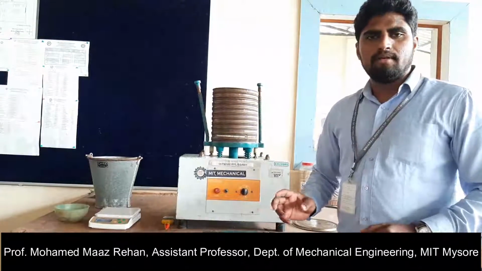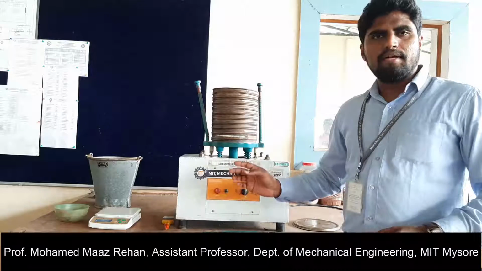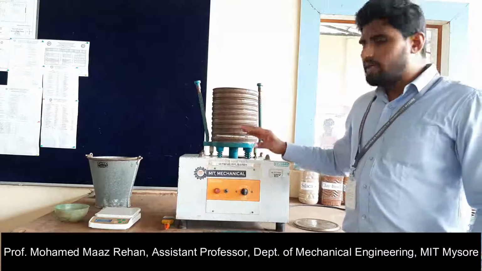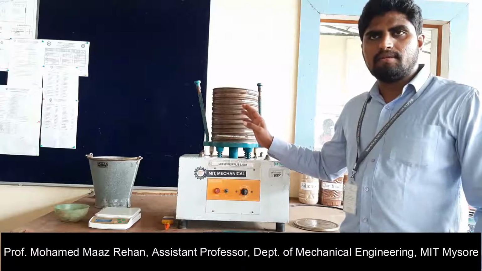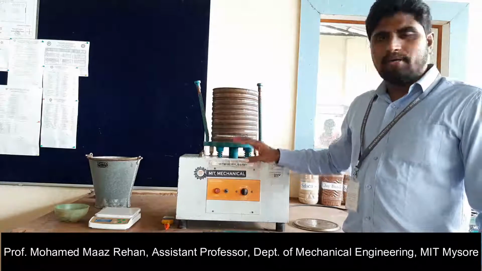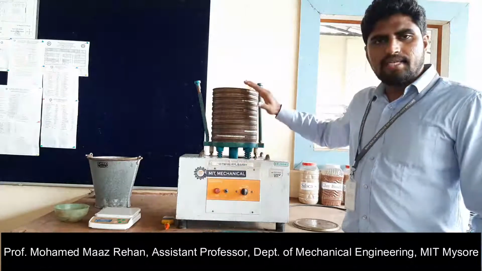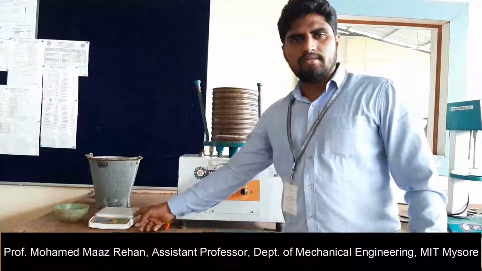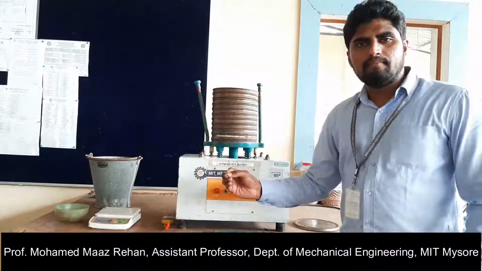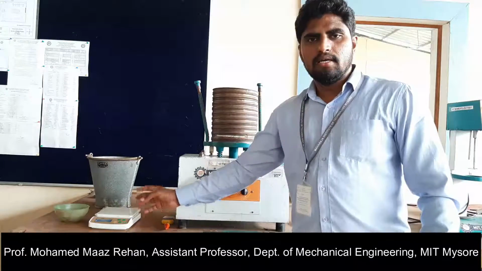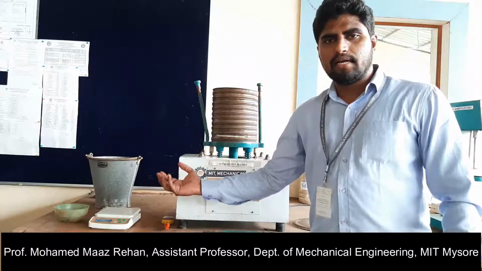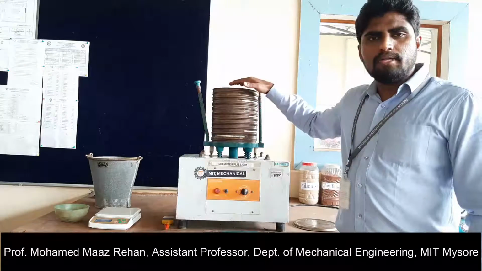Moving on to the experiment. We have different apparatus here. In order to find the AFS grain fineness number, we have different sieve numbers and a physical balance. Initially we shall take a sample of 150 grams and weigh it using the physical balance. Then after weighing the 150 grams, we shall pour that sand on the top sieve.